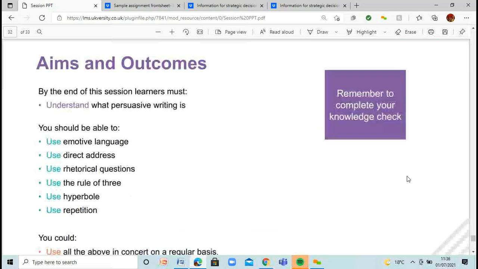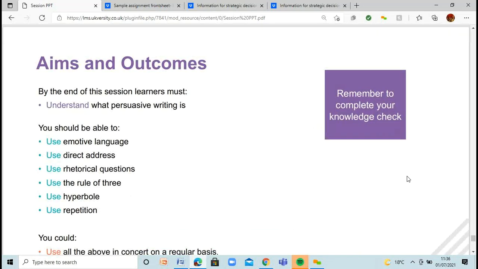So well done. So today you've looked at emotive language, direct address, rhetorical questions, rule of three, hyperbole and repetition, and hopefully you'll be able to use some of these skills when you're actually writing, if you're asked to write down an article or a letter or some sort of document where you need to persuade someone about your own opinion or get them to do something.